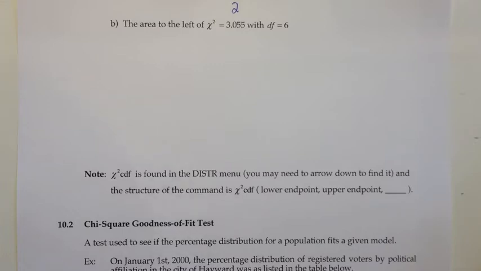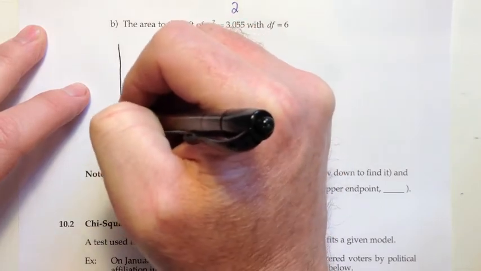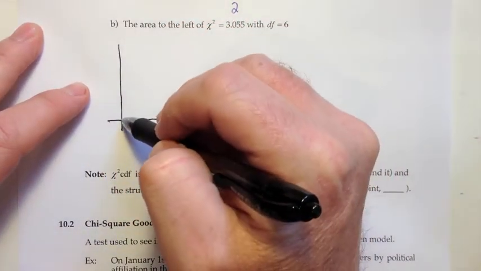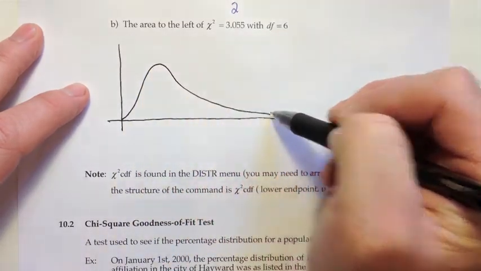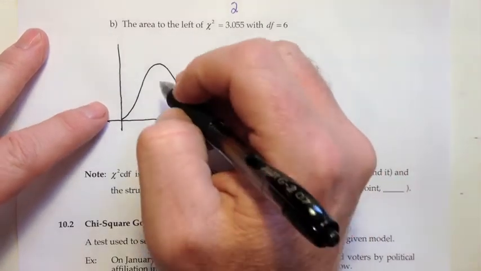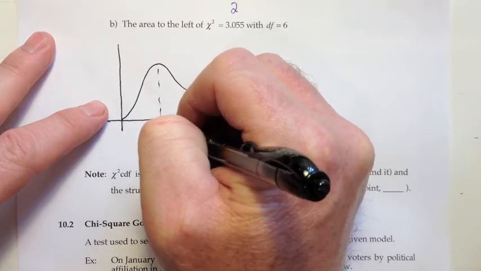This time they're asking us to find the area to the left of chi-squared equals 3.055 with a degree of freedom of 6. So I'm going to start out by drawing a sketch. So I'll draw my vertical and horizontal axis. The chi-squared curve starts at 0, so I'll start out at the intersection. It's right skewed, so I want to go up quickly and down slowly. And then the df of 6 is also the mean, so if I drop down from the peak and just a little bit to the right, that'll be the 6.